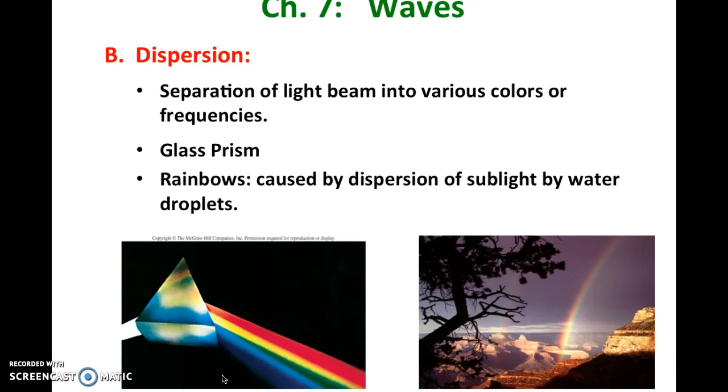Separation of light into various colors or frequencies is called dispersion. A glass prism can disperse light into different colors or different frequencies. Rainbows are caused by dispersion of sunlight by water droplets in the atmosphere.